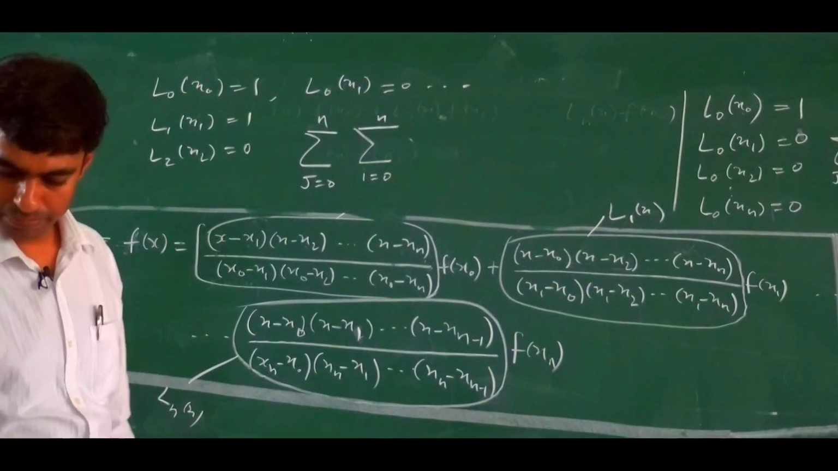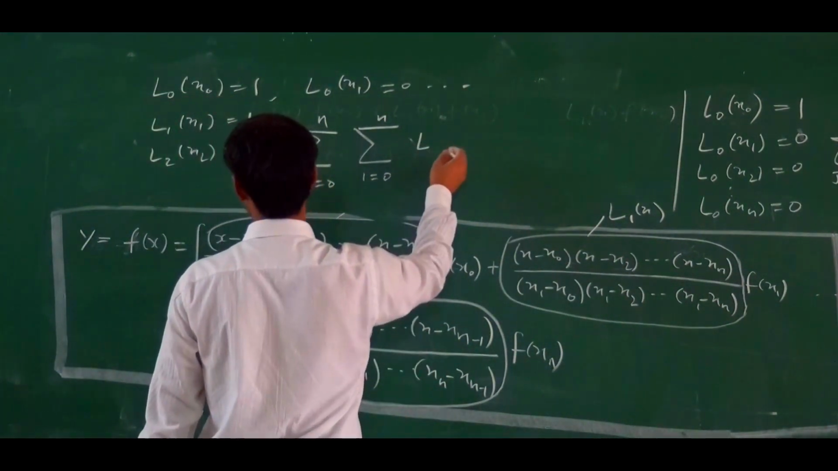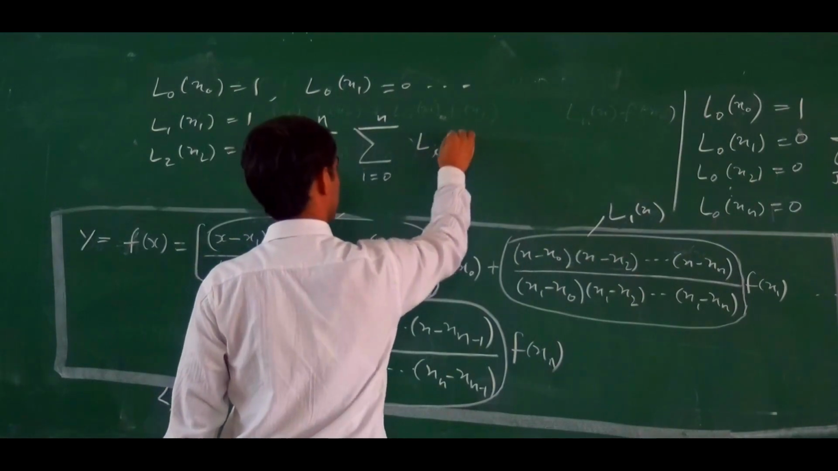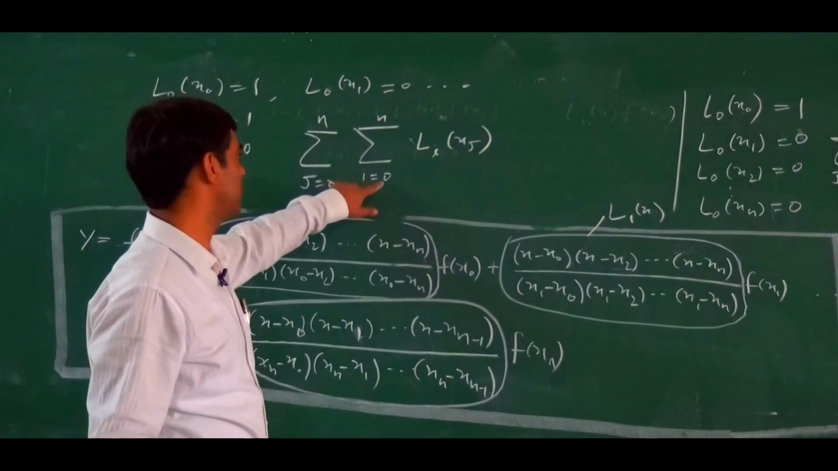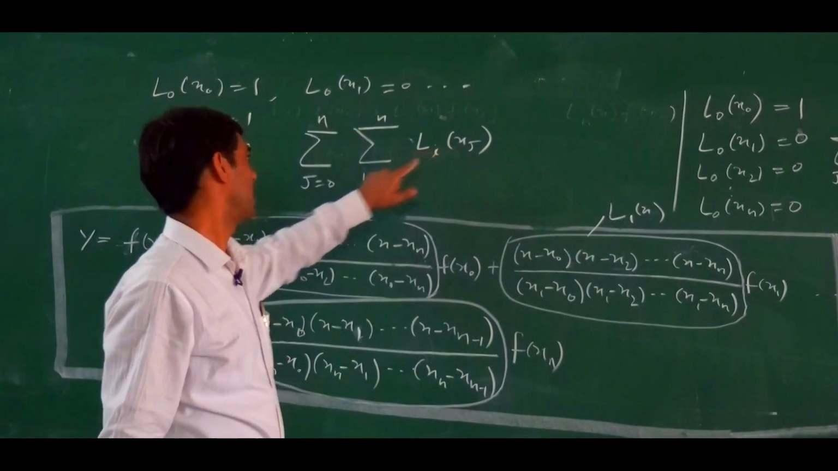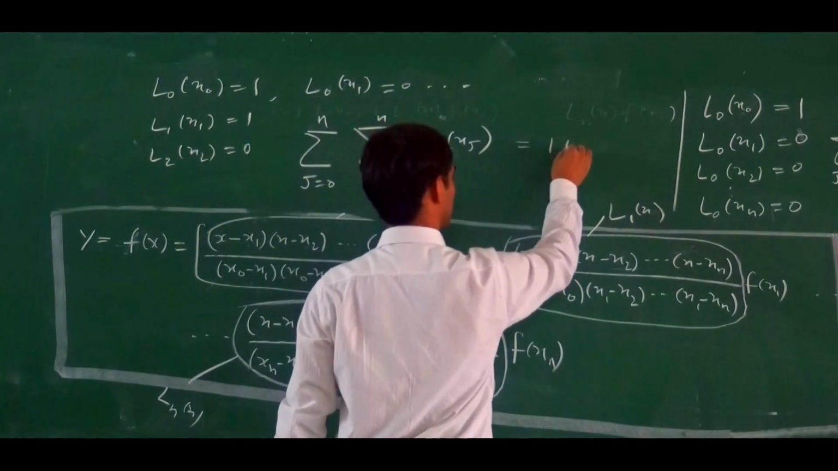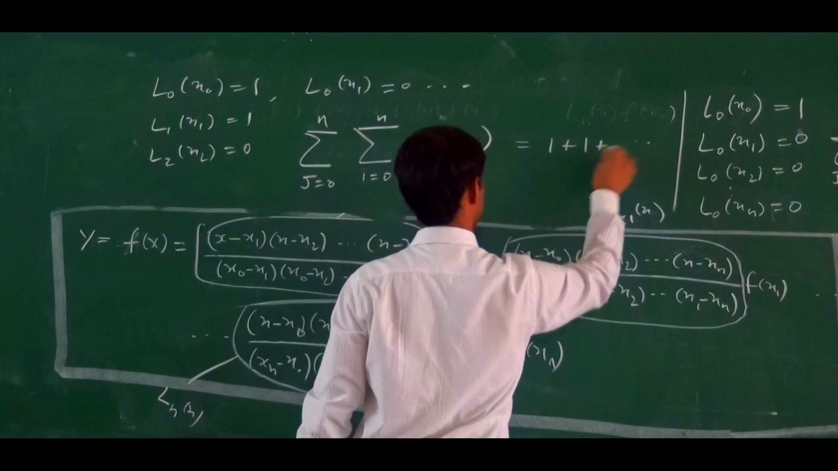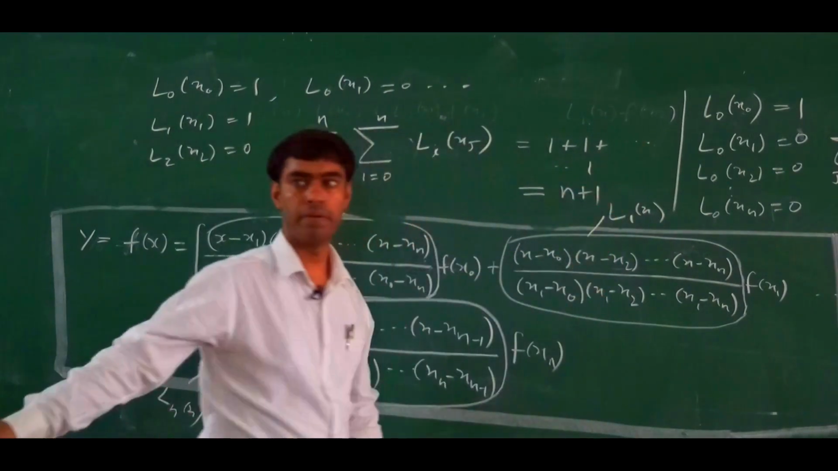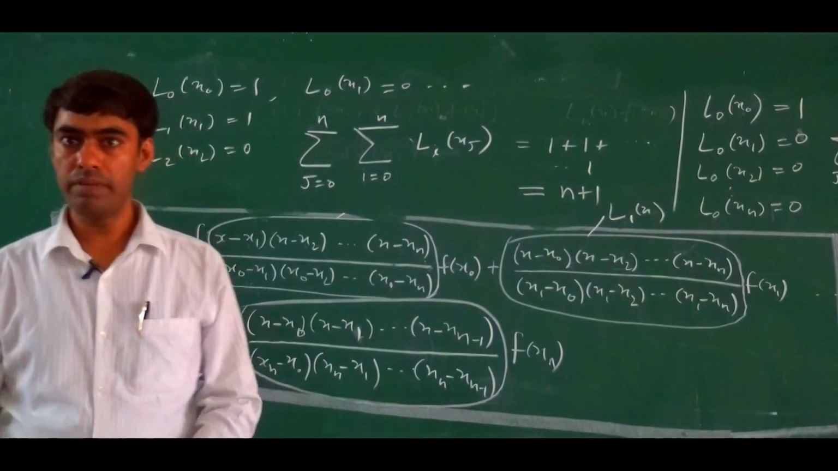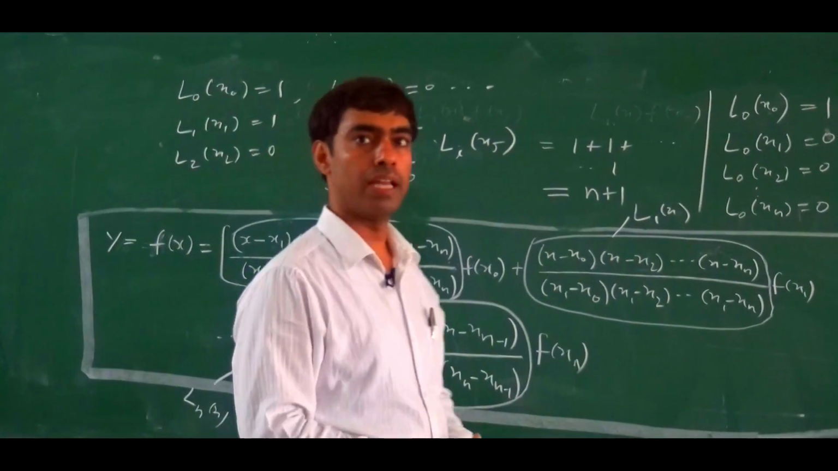Then this becomes Li(xj). If i is 0, L0(xj) varies from 0 to n. How many terms does this have? 1 plus 1 plus 1, how many terms? n plus 1 terms. So the sum becomes n plus 1. This is a property of the Lagrange multiplier.